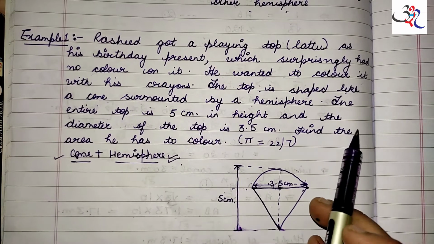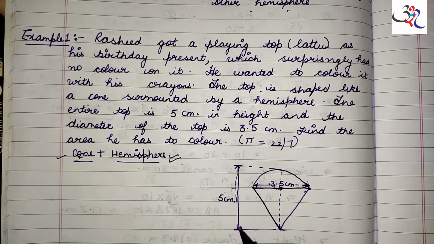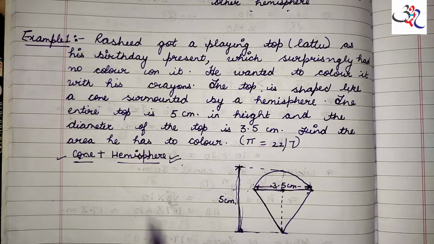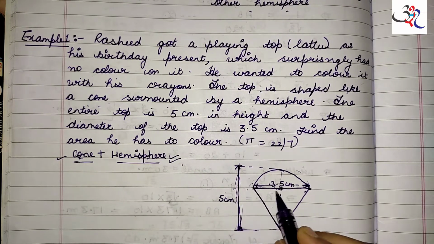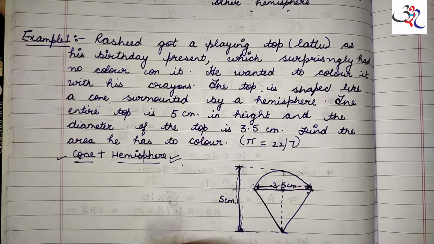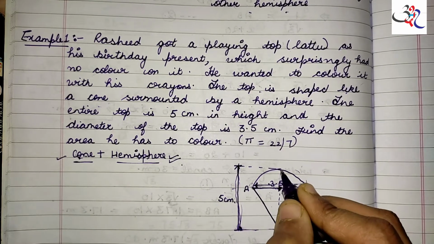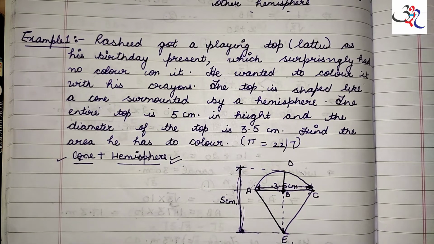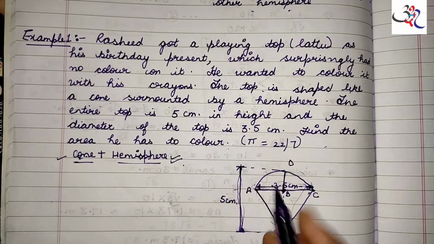Now the entire top is 5 centimeter in height, and the diameter of the top is given to me as 3.5 centimeter. This complete diameter is given to us as 3.5 centimeter. So let us give some names to our figure. Suppose this is T and this is E. Find the area he has to color. So I have to find this complete area.